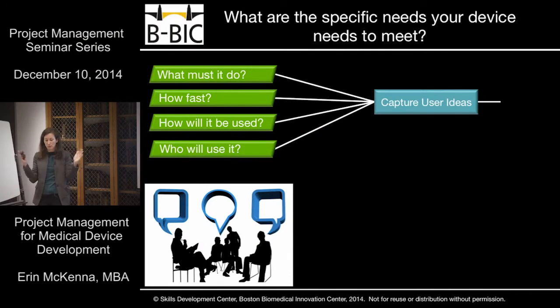So to start this all off, user needs is the first thing that gets talked about in the design control space. So what does that mean? I mean, it's pretty straightforward. It's basically you want to understand who's using the device and what they need. And so, you can get at this information in a variety of ways.